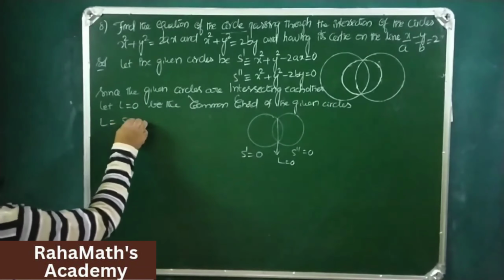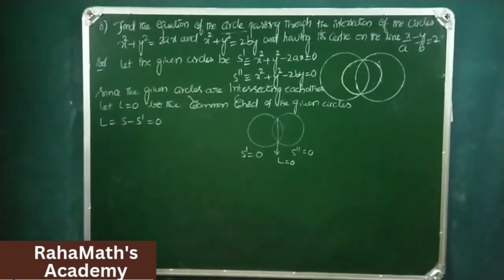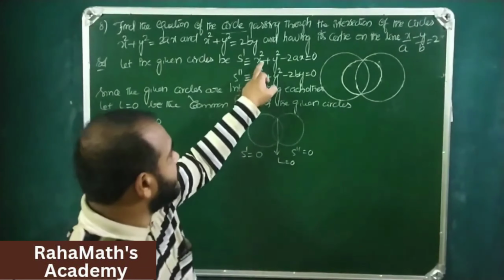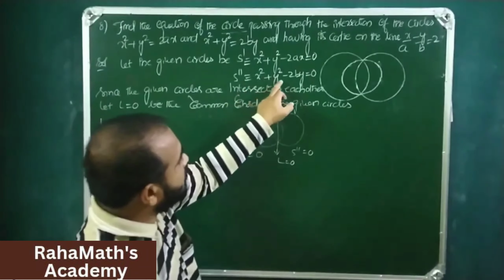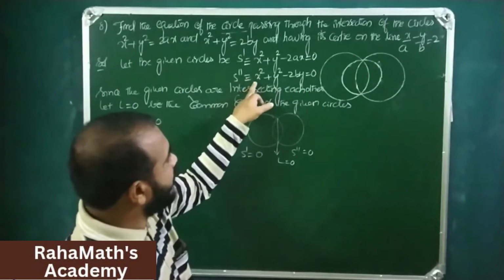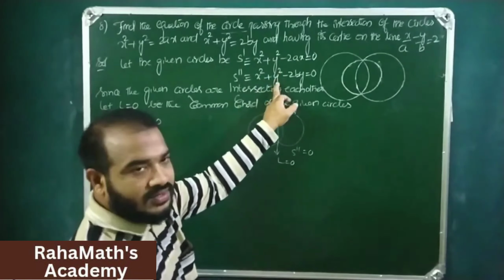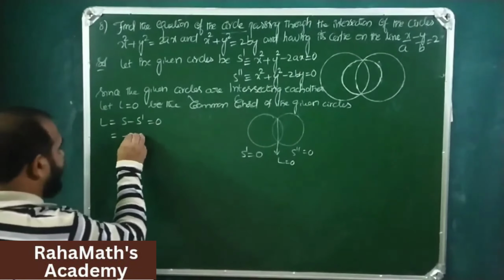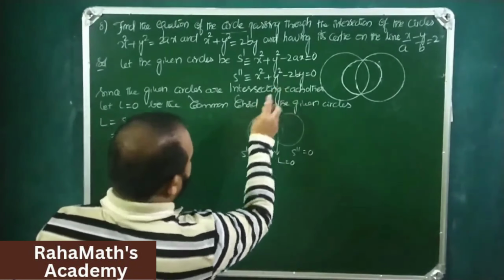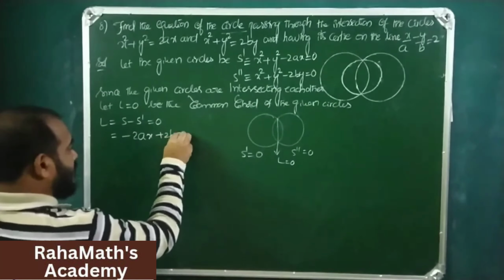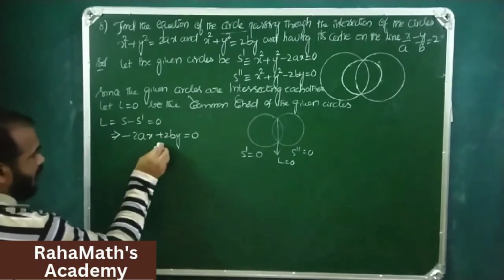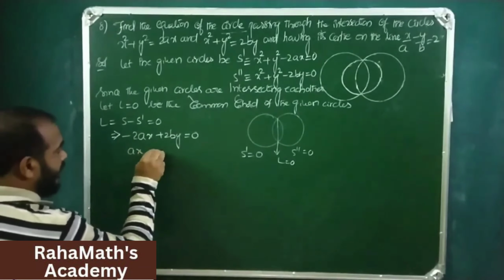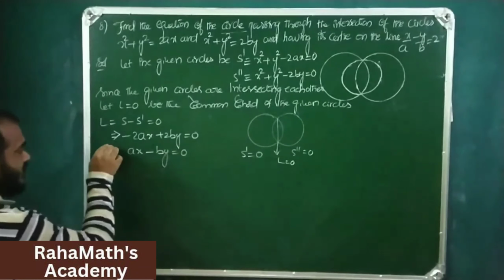L equals S minus S dash equals 0, which we have discussed before. So S minus S dash equals 0. So x square plus y square minus 2ax, minus of x square plus y square minus 2by. The x square minus x square gets cancelled, the y square minus y square gets cancelled. This is minus 2ax minus of minus, plus 2by equals 0. If I take minus 2 as common, then we get ax minus by equals 0. This is our L.